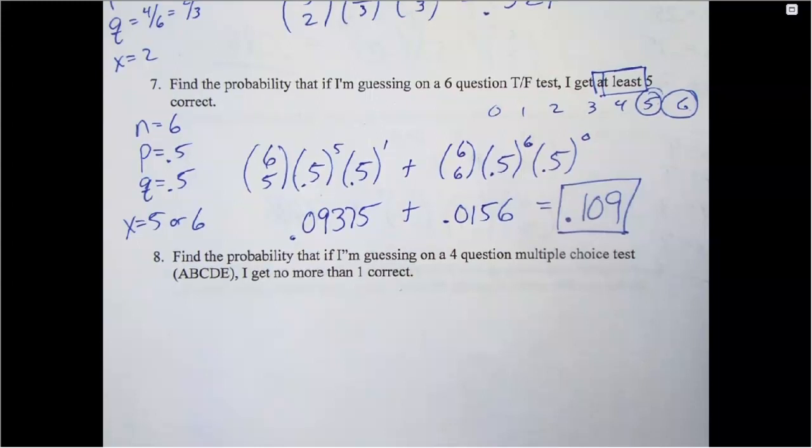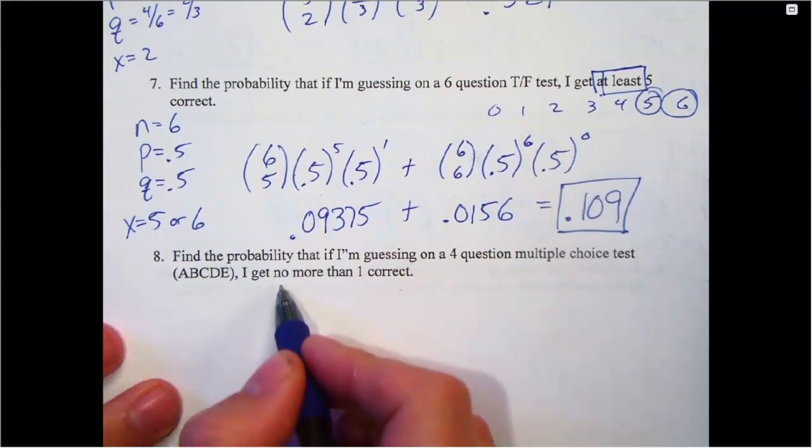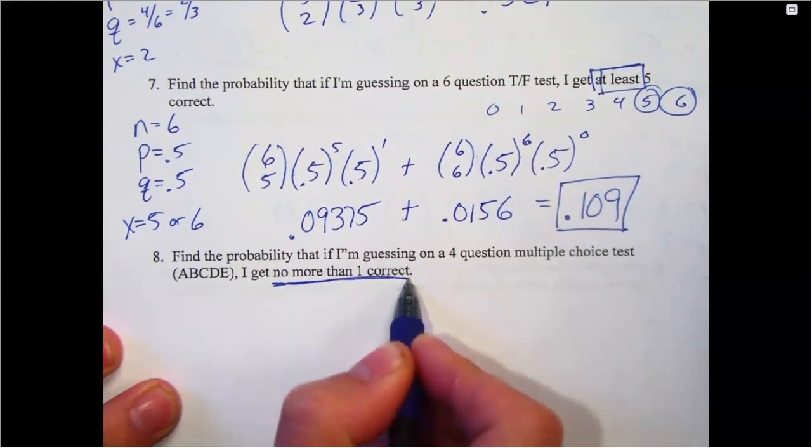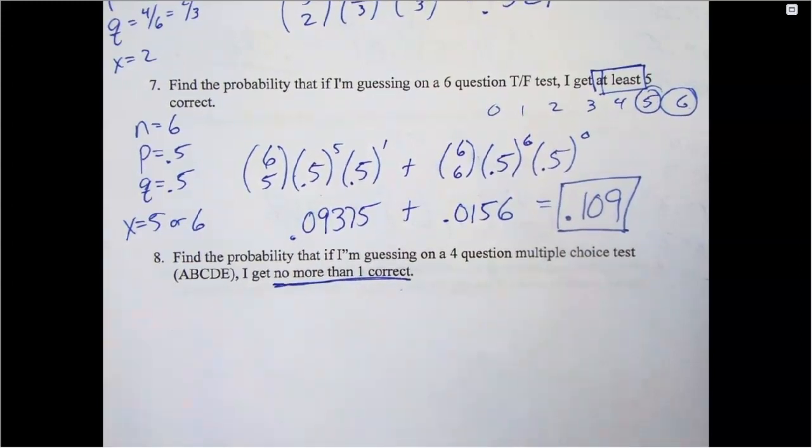So if you got that, try 8. If you have a question on 7, let me know. Make sure in 8 you see this key phrase here, no more than 1. That adds to your work a little bit.